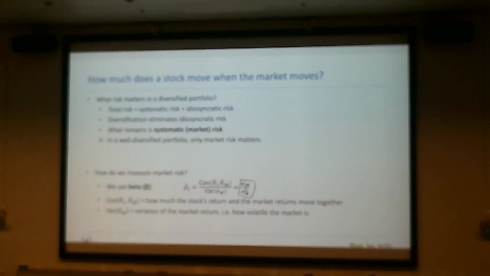So beta is super important, and in principle we could call it whatever we want. We can choose whatever letter. But almost always people choose beta here. And beta is the covariance of a stock's return and the market's return divided by the variance of the market.